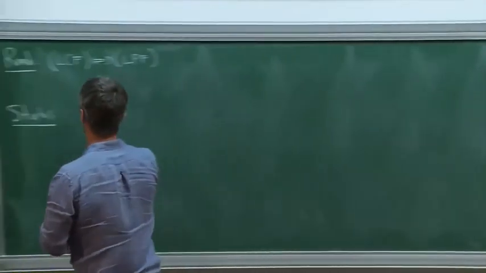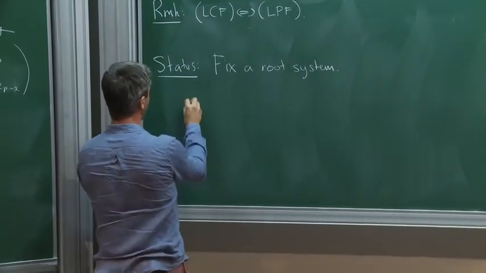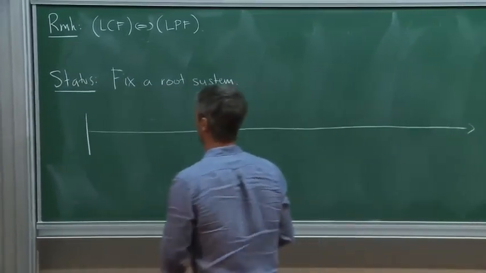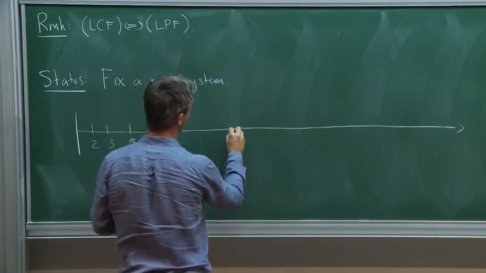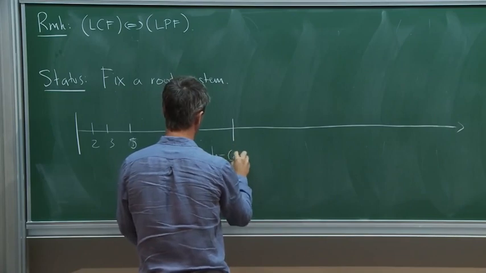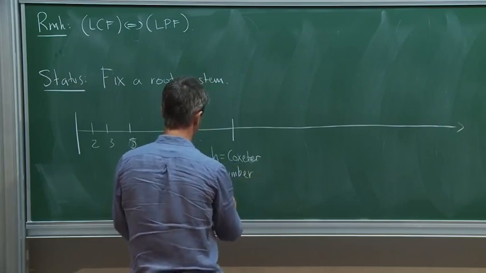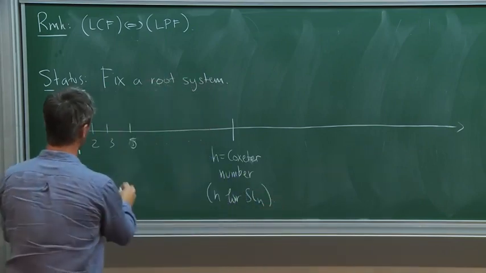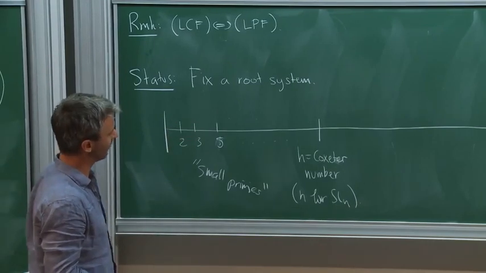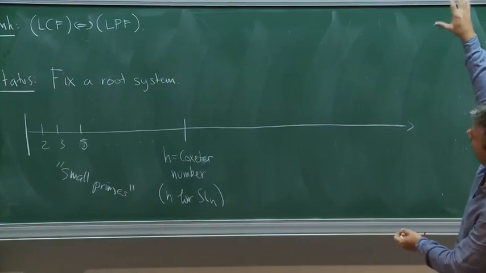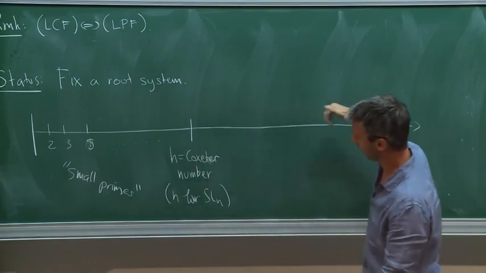So we fix a root system. And then we can consider primes. And the combinatorics is much more complicated below the Coxeter number. So here's the Coxeter number, e.g. n for SLN. So this is what we call small primes. And for a long time, we've known that there's behavior here that's somewhat mysterious. And the hope was that these formulas would hold for some reasonable bound on h. So for example, maybe for all primes larger than h or for all primes larger than 2h or something like that.